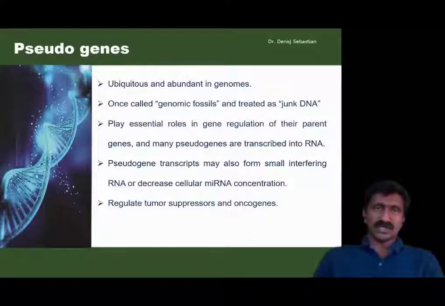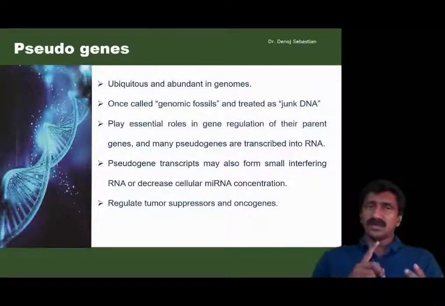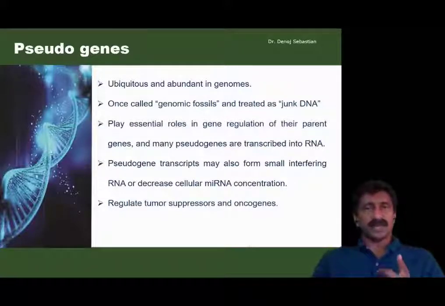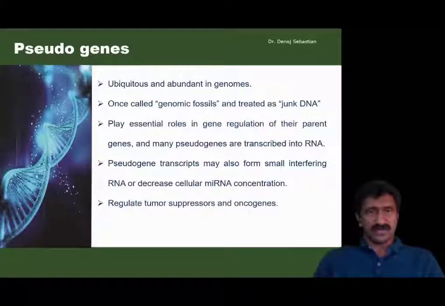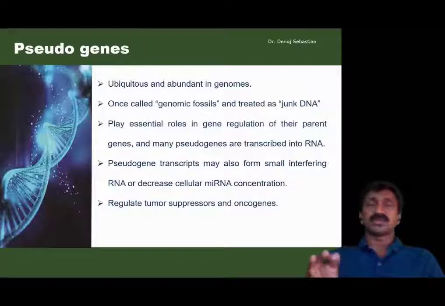We can summarize it as they are ubiquitous and abundant in genomes. They were once called genomic fossils and treated as junk DNA. Then they play an essential role in gene regulation of their parent gene, and many pseudogenes are transcribed into RNA. Pseudogene transcripts may also form small interfering RNAs or decrease cellular miRNA concentration. They regulate tumor suppressors and oncogenes. So these are some of the properties of the pseudogenes.